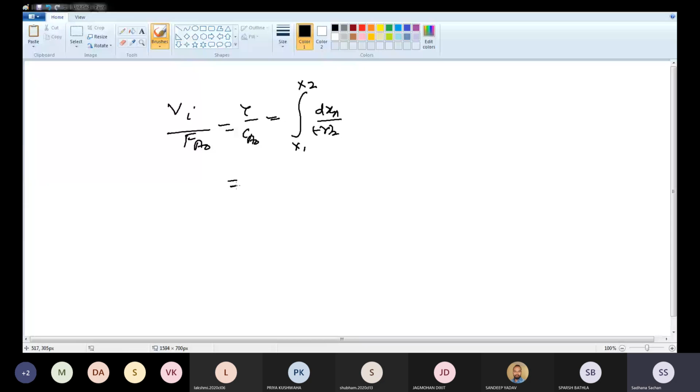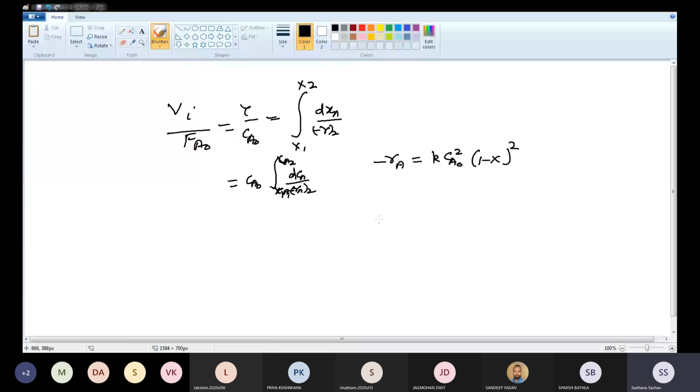So if we write in terms of the concentrations, it becomes Ca0 times the integral, where the limits also change from Ca1 to Ca2, of dCa over minus Ra2. Because here minus Ra, we are again considering a second order reaction. So this will be K Ca0 square times 1 minus X whole square. This part we are taking as the second order reaction.